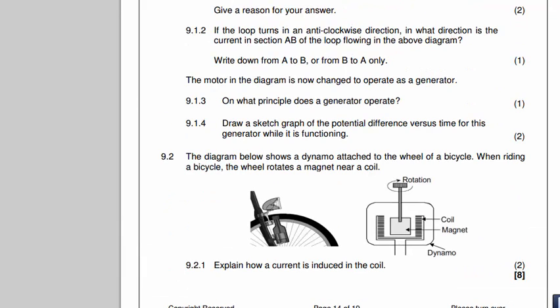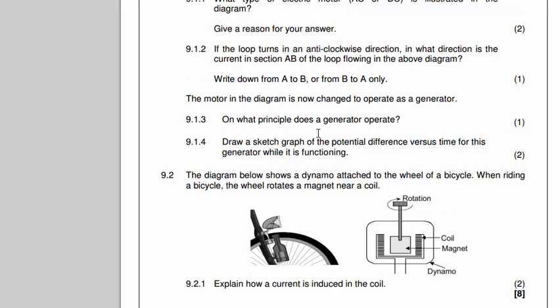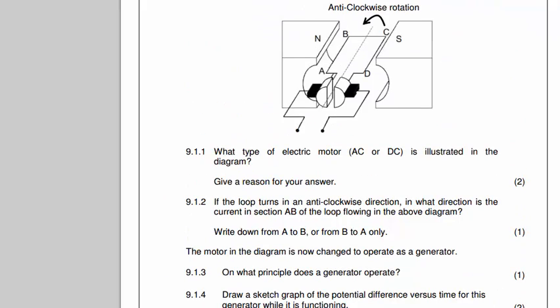to go on with to answer these questions, the motor in the diagram is now changed to operate as a generator. So here they now say, okay, instead of this being a motor, it's now going to be a generator. Just looking at this, will this generator produce an AC current or a DC current? AC. The loop will always be AC.